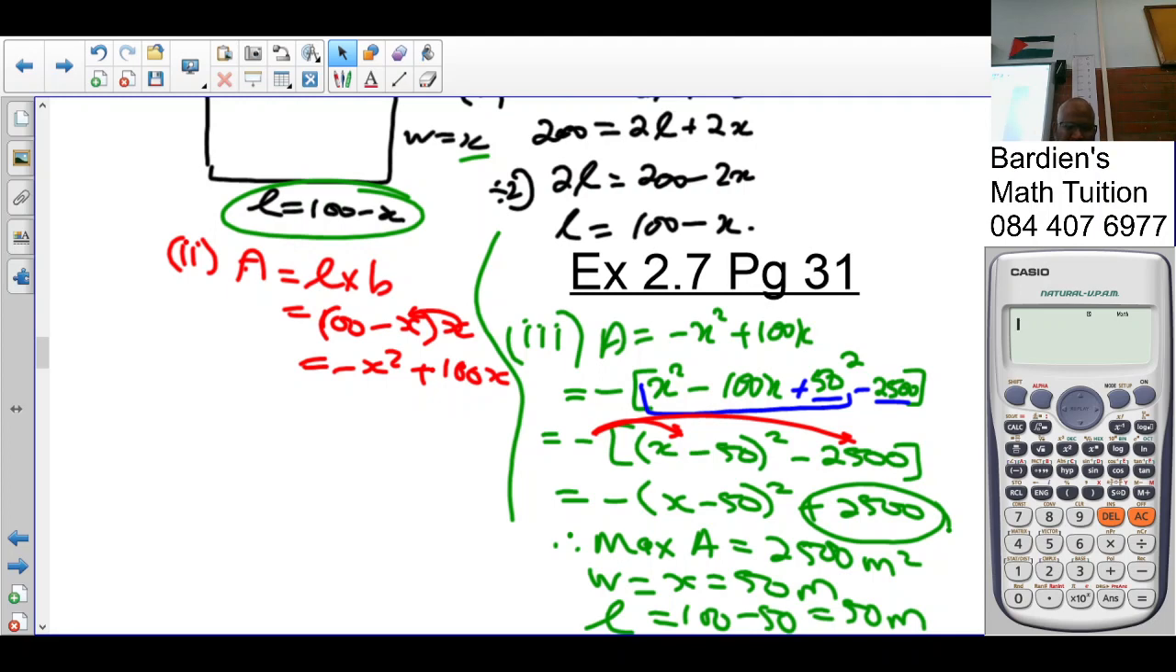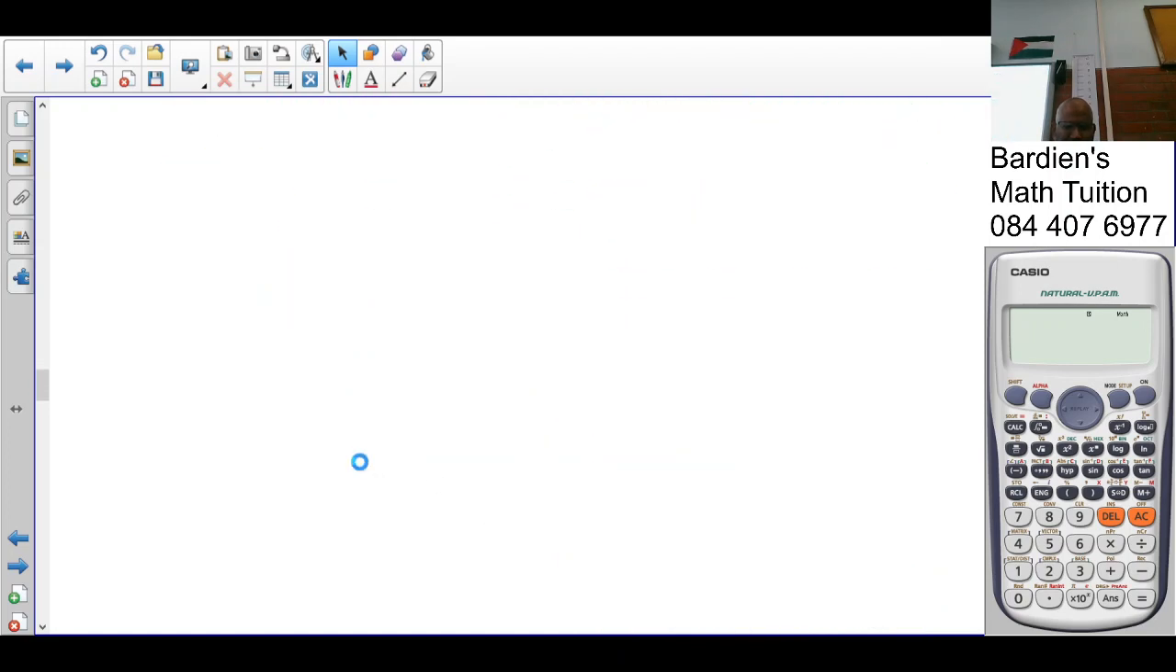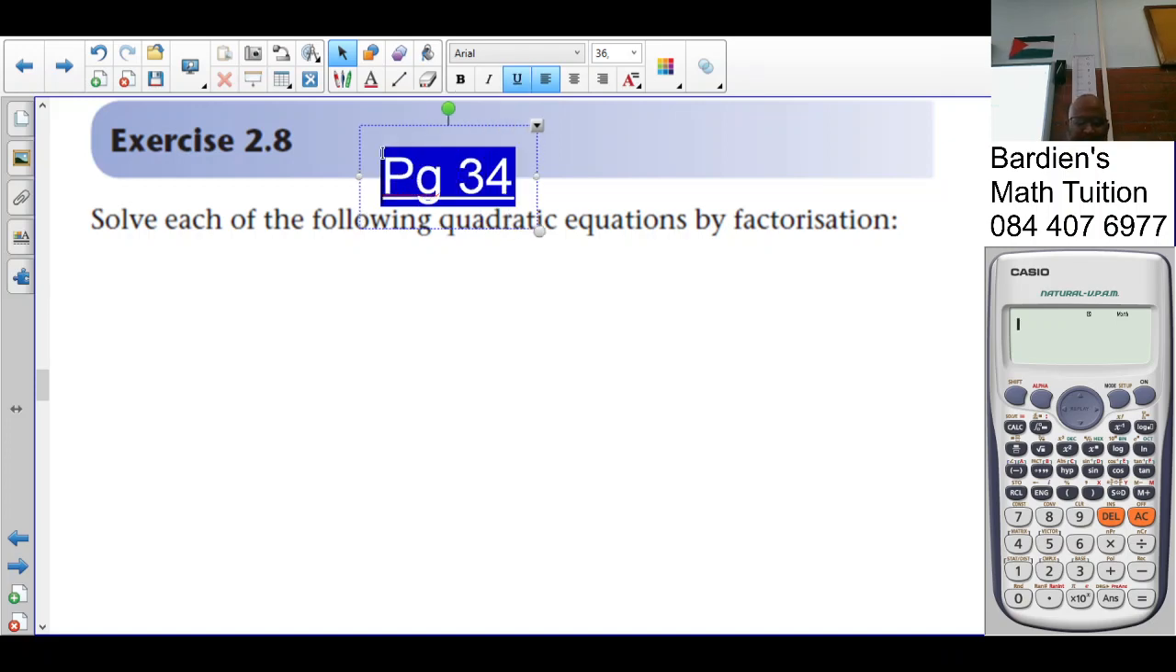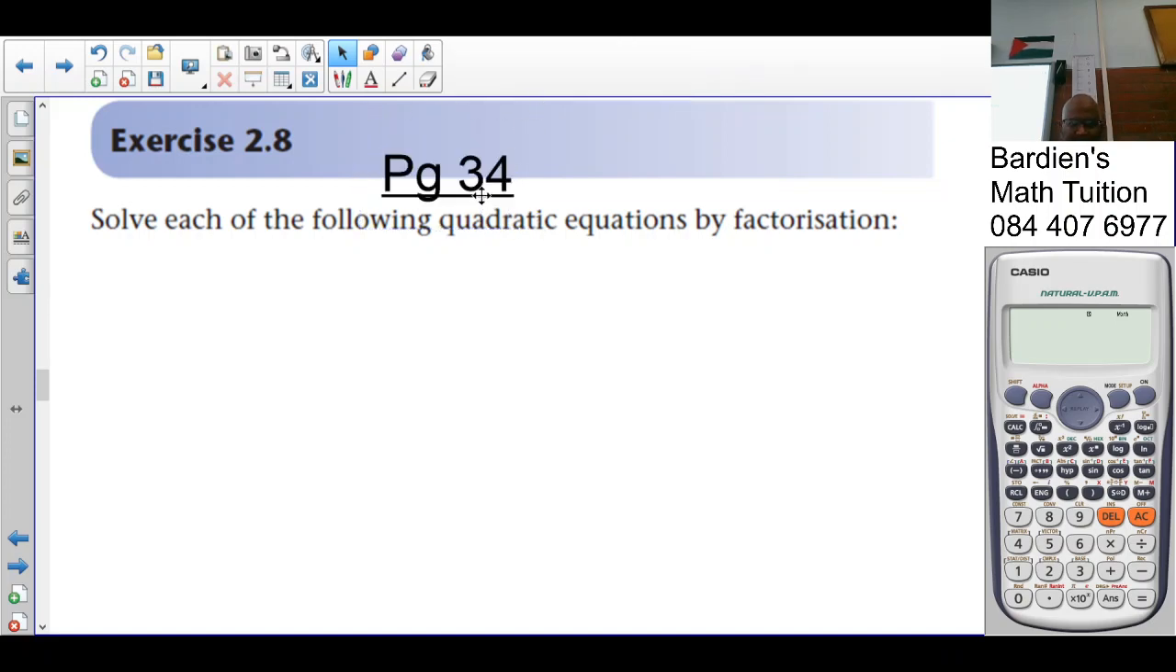Number 15. Any other problems? Exercise 2.8, number 15. Anything else? Which page is this on? Sorry? 34. So only number 15 is the issue. Okay.